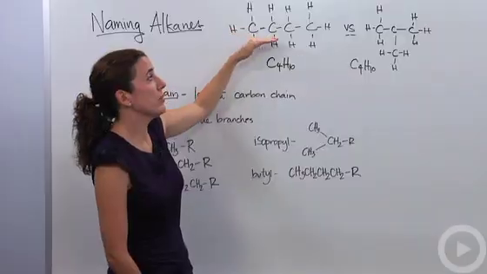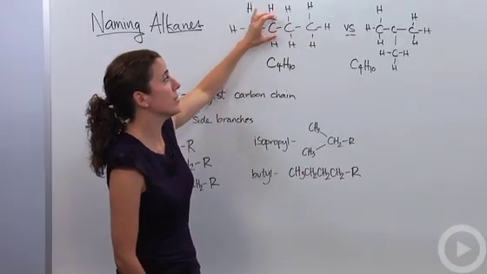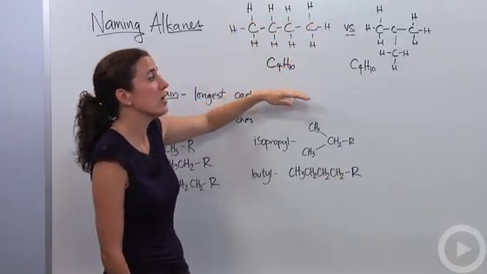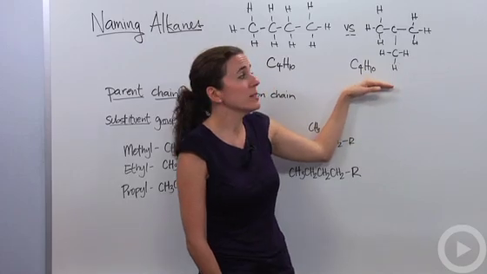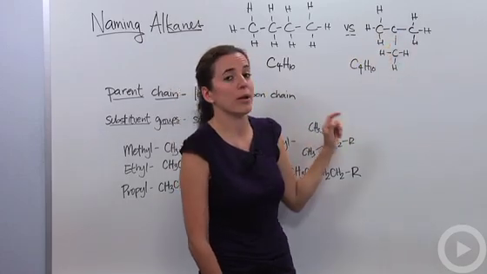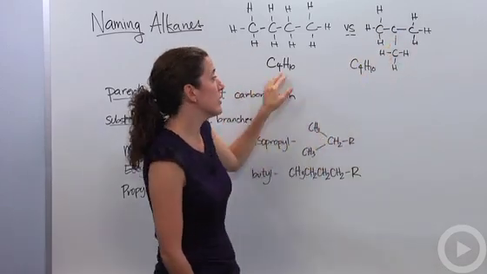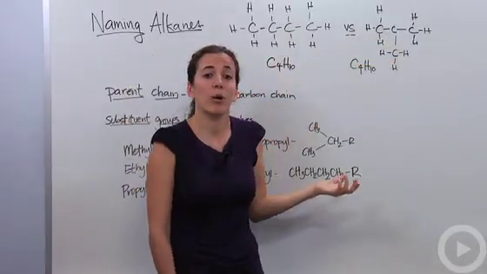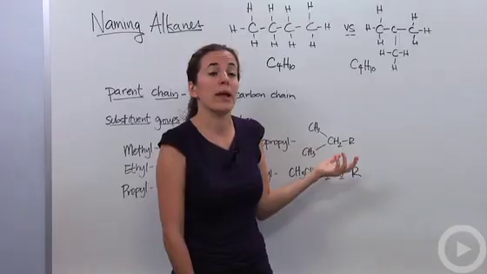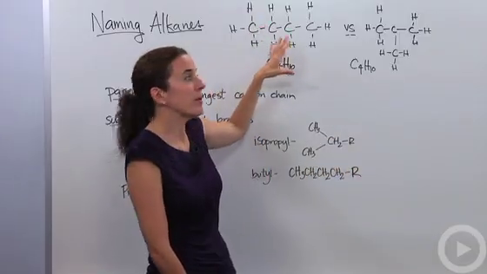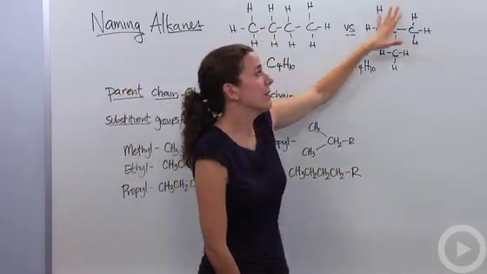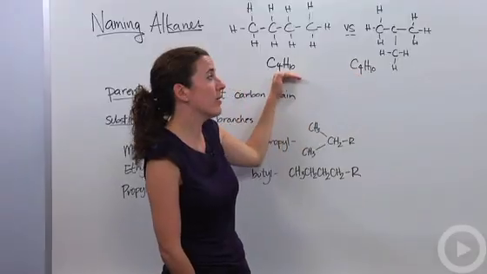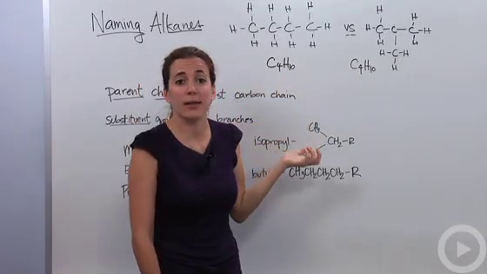We can structurally make it this way with carbons attached in a straight chain, or we can have it attached this way, where we have 3 carbons in a row with 1 carbon coming out the center. They're both the same C4H10, but they're structurally very different. They actually have very different chemical properties, and they're used in very different ways. So how are we going to distinguish between this one and this one if the chemical formula is exactly the same?